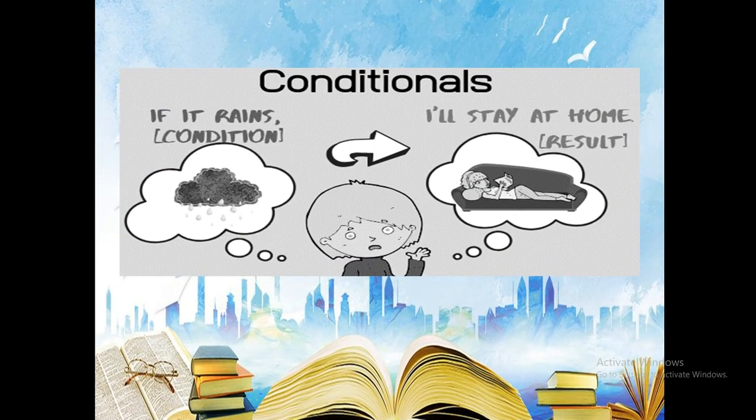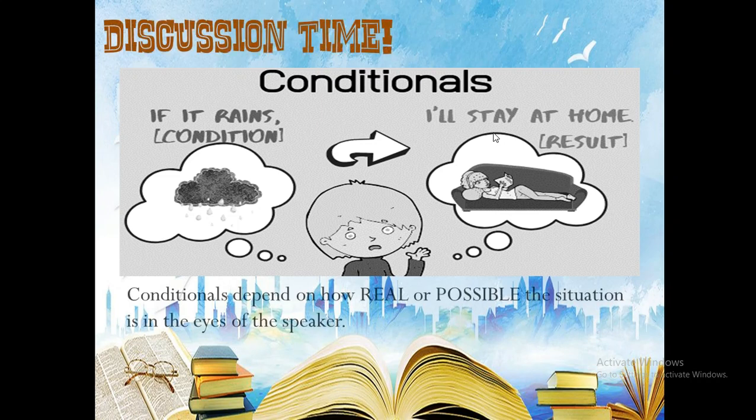Now, when we say conditionals, as we can see on this particular video, if it rains, that would be the condition, and the result, I'll stay at home. Result may vary depending on the personality of the individual or on their possible answer. In terms of the conditional, we always have the condition, of course, and the result. Conditionals depend on how real or possible the situation is in the eyes of the speaker. Sometimes we need to understand how real they are, how possible they are.